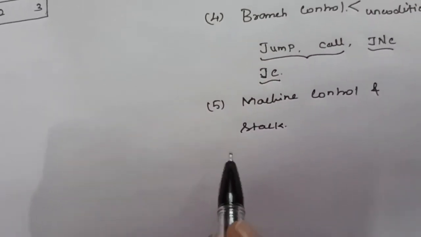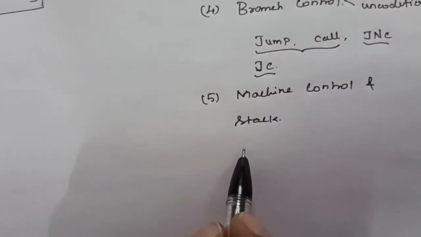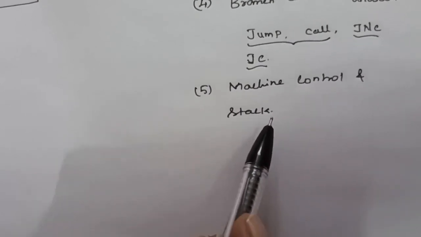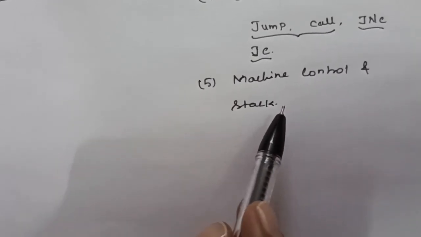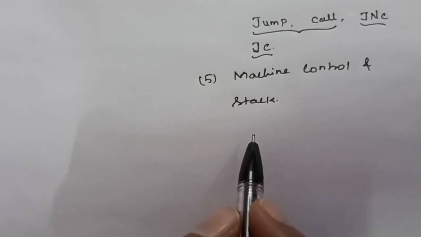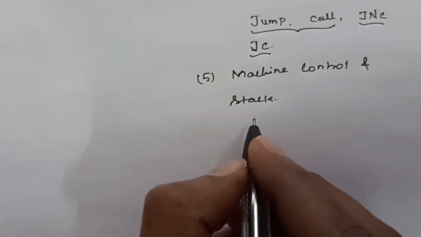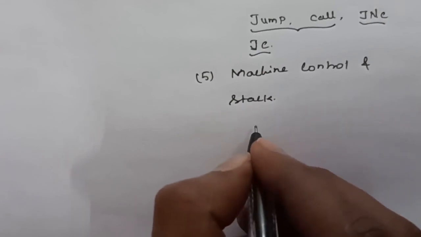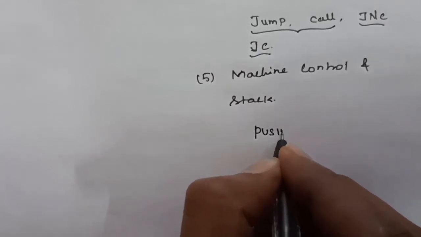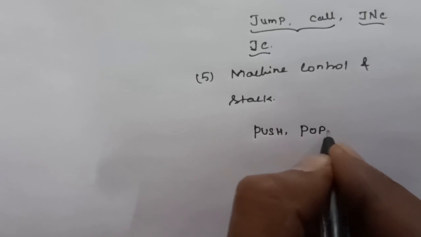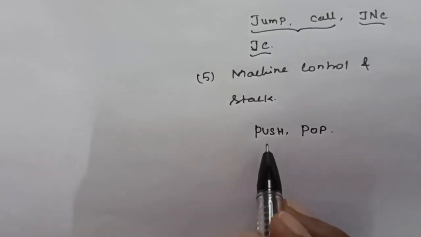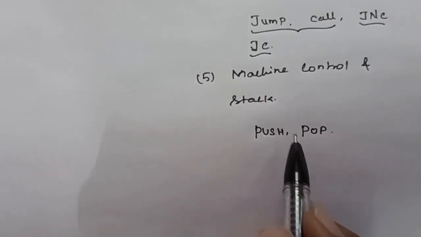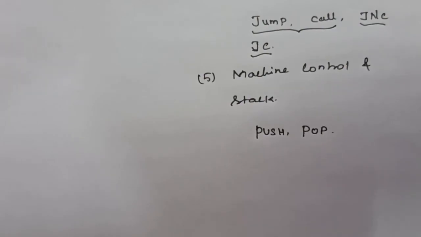So next one, machine control and stack instruction. This is the final type of instruction set. In this instruction set, we can send control signals or use stack type instructions. Stack means push and pop. So this type of instruction comes under machine control and stack.